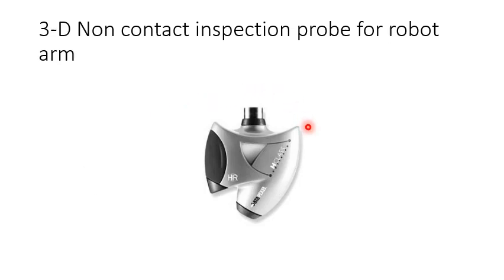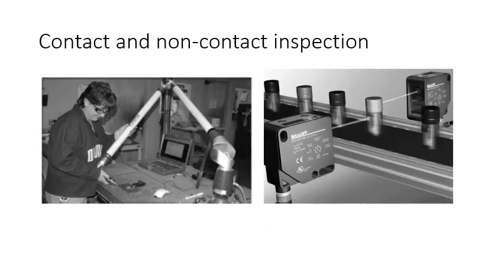So if we have, for example, this kind of complicated workpiece and we want to inspect the geometrical features of this product, then we will use the non-contact inspection probe for this particular robotic arm. So these are the machine setups of your contact and non-contact inspection. In contact, we are using a contacting probe which will touch the surfaces of the work part, and we can inspect the component of whatever we require.